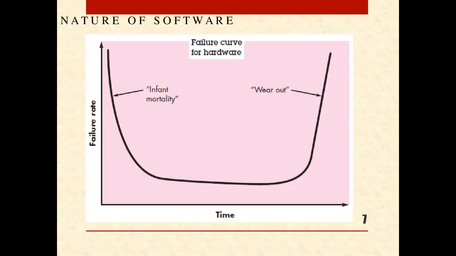Failure curve for hardware. You can notice in this diagram, the failure rate is very high in the initial stage, that is, infant mortality is very high. Later on, whenever we rectify the failures, the hardware starts functioning well, and as time passes on, the hardware components deteriorate, and again the failure rate increases, that is, the wear out is very high, and ultimately we get a bathtub curve.